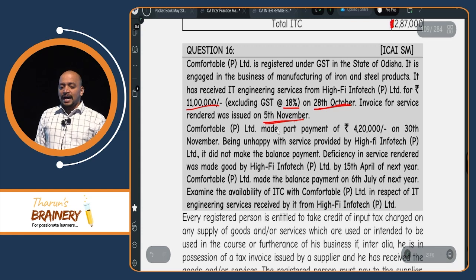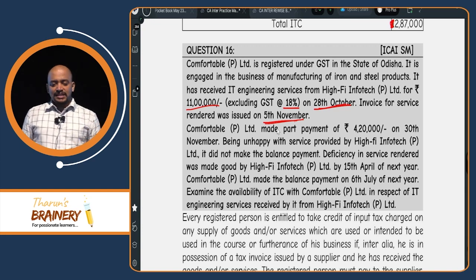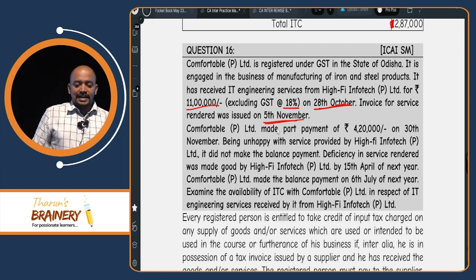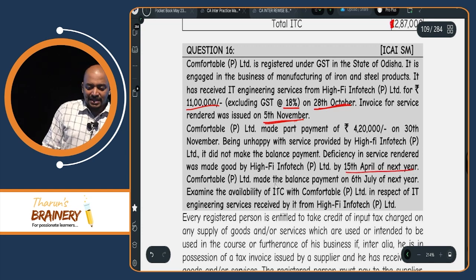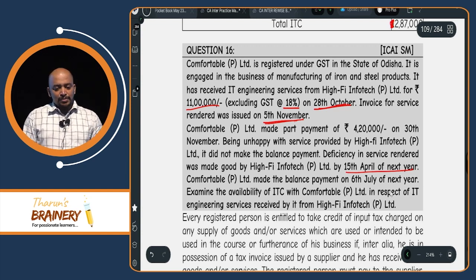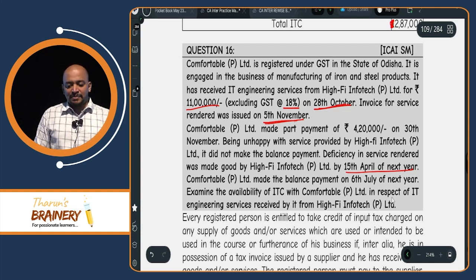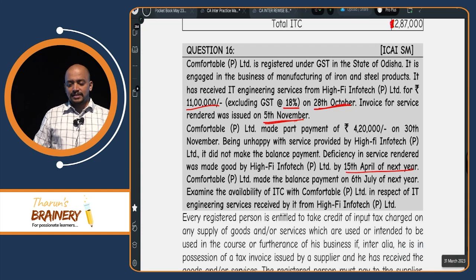Comfortable Private Limited has made part payment of 4,20,000 on 30th November. Being unhappy with the service provided by Hi-Fi Infotech, it did not make the balance payment. Deficiency in service was made good by Hi-Fi Infotech Private Limited by 15th April of the next year. Comfortable Private Limited made the balance payment on 6th July of the next year. Examine the availability of ITC with Comfortable Private Limited in respect of the IT engineering service received from Hi-Fi Infotech Private Limited.